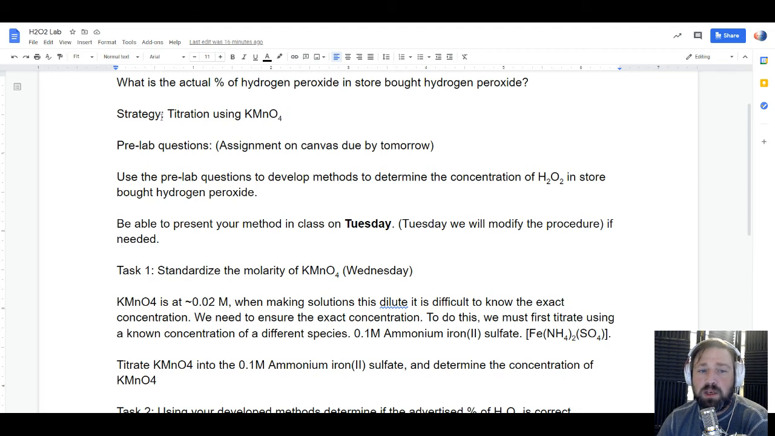So you might want to go through and look up potassium permanganate and hydrogen peroxide. Just Google that, and I'm sure you can find some lovely videos about it. See how can you tell where the endpoint is? How can you tell where all the hydrogen peroxide is used up? What happens? That is something you might want to look up as well when developing these methods. So develop your methods, present them on Tuesday.